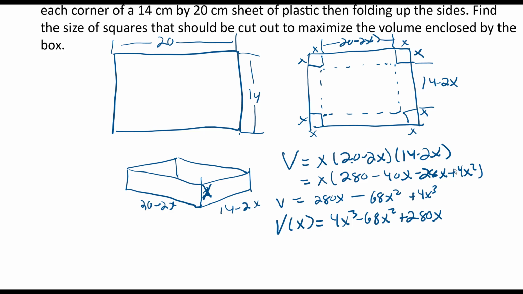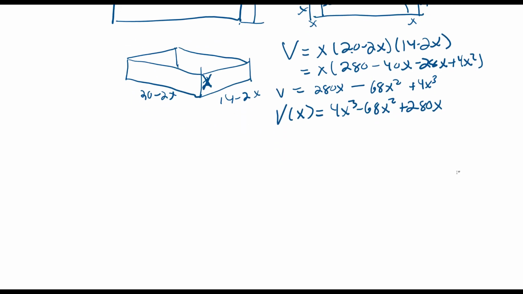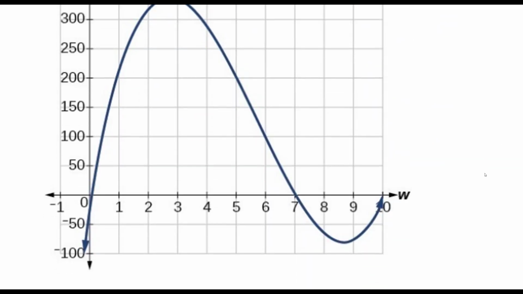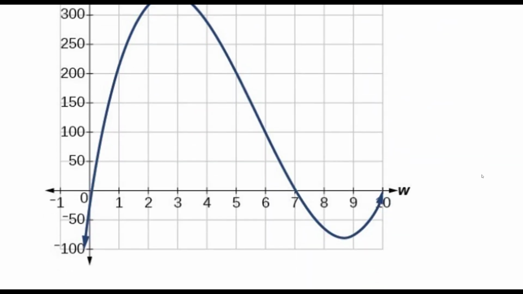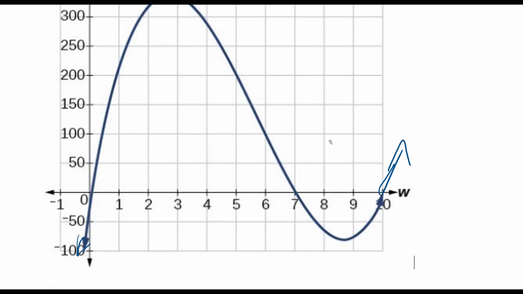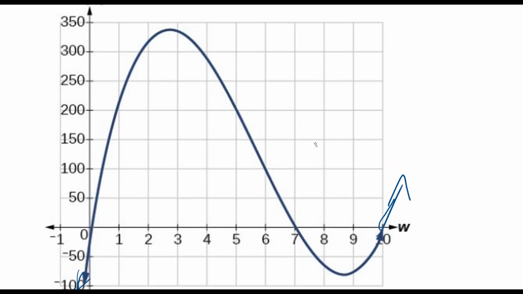So we wanted to graph this and see where our high points are. If we graph it, we get a graph like this, and it really wouldn't make sense for x to be bigger than 7, because that would make one side 0. So yes, this would go up forever eventually, and this goes down forever. But what is meaningful to us are the values with this domain.